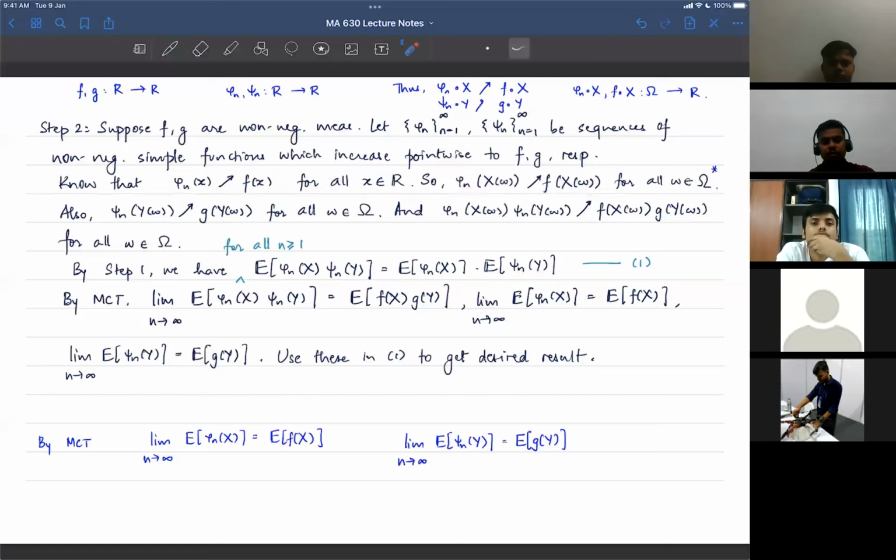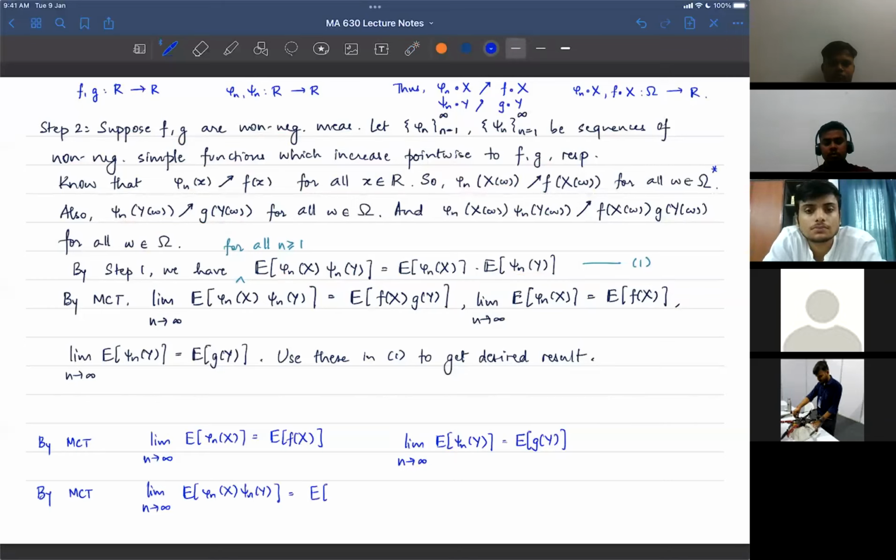Where am I? Yeah, psi n of y increases to g of y. And remember, expectations are just integrals. And also by monotone convergence theorem, the limit as n goes to infinity of the expectation of phi n x psi n y equals the expectation of f of x g of y.